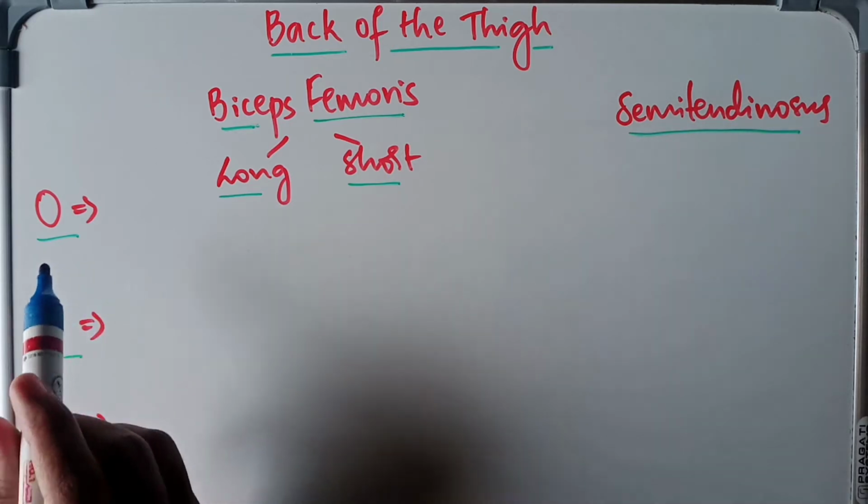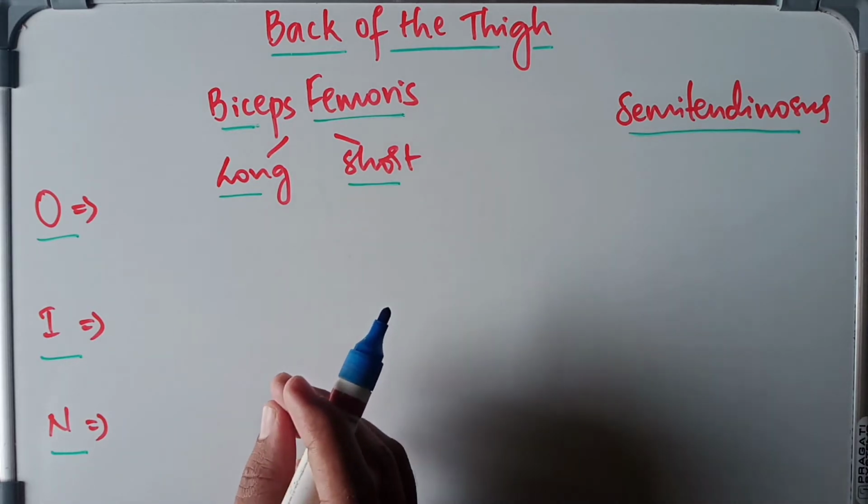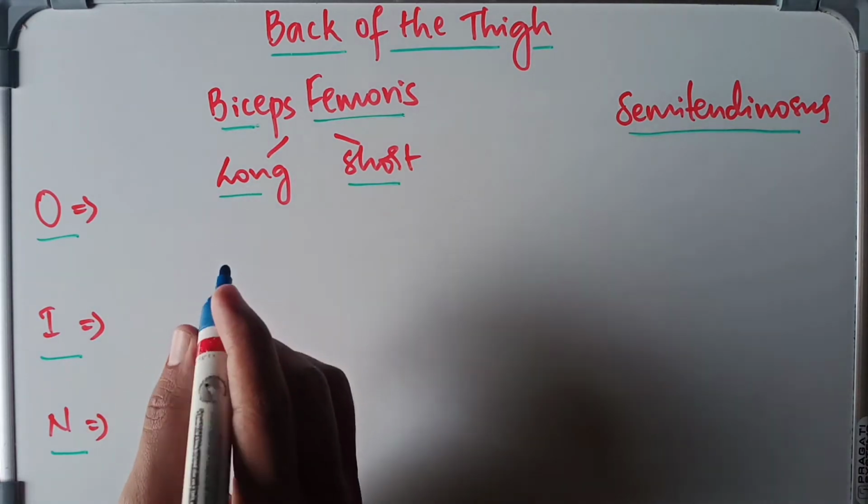Basically I will be telling you about the origin, insertion, as well as the nerve supply, and we know the common action of these muscles, right? That is the extension of the hip as well as the flexion of the knee. So I am beginning with the biceps femoris.